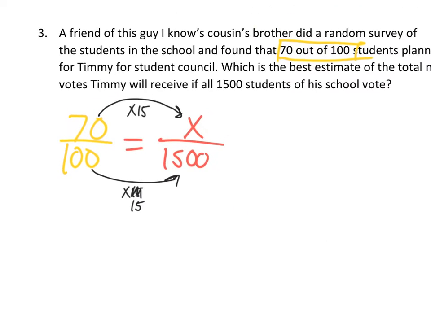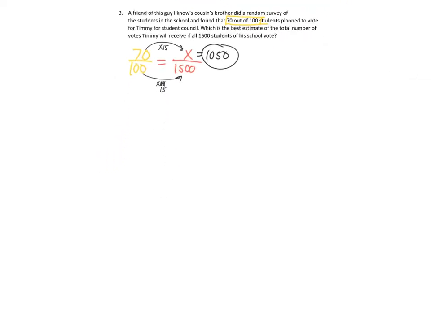So I'm going to cheat. I'm going to use a calculator. I'm going to do 70 times 15 in my calculator. And I get 1,050. This is how many people I think will vote for Timmy because of our experiment. Moving on to the next one.